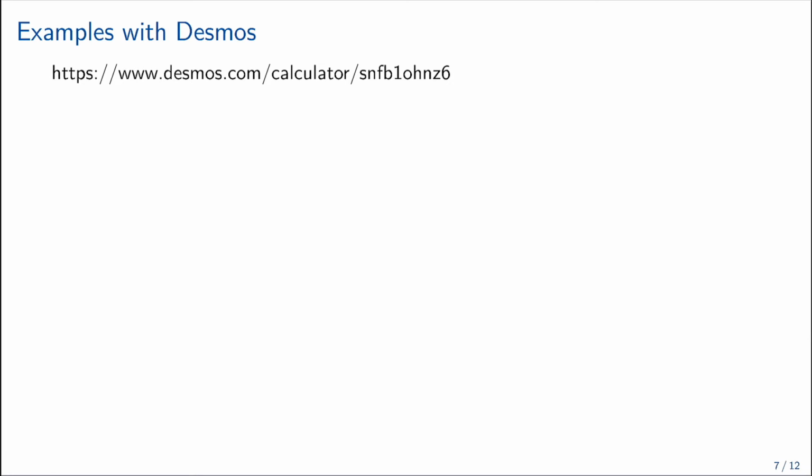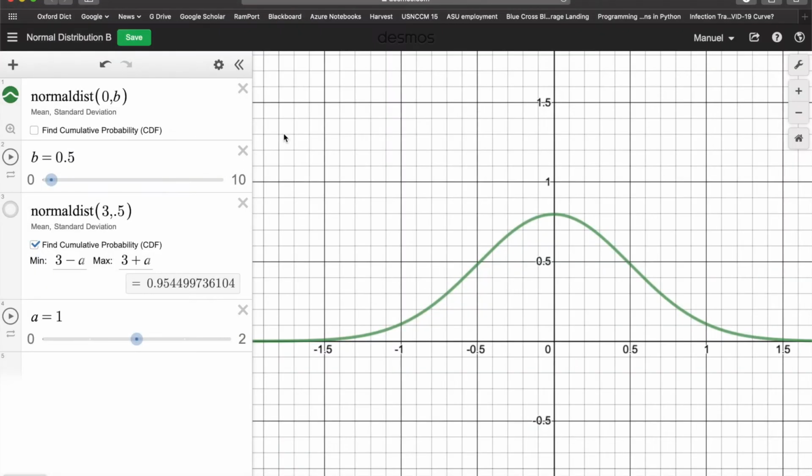Okay, now I'm going to invite you to visit this page in which I prepared a little demonstration of the Gaussian function and how to compute the probabilities. Desmos has the normal distribution function built in. We can observe here the function is called normaldist with parameters mean and standard deviation. And here is the plot of the function. In this case, the mean is 0, so it is centered at 0.